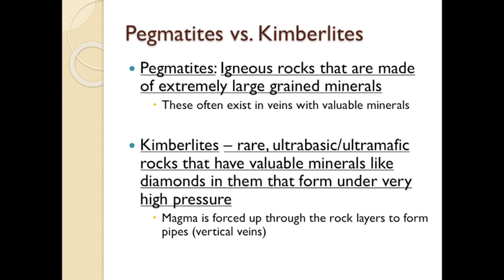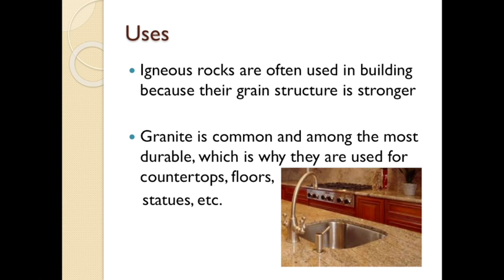And then we have pegmatites, which are igneous rocks that are made of extremely large grain crystals. So these often exist within the veins, and these crystals grow extremely large, and they're often with valuable minerals. And then kimberlites, on the other hand, are very rare, and they're usually ultra basic or ultramafic, meaning they're very low in silica, and these are rocks that have valuable minerals in it like diamond, and these often form under very high pressures.